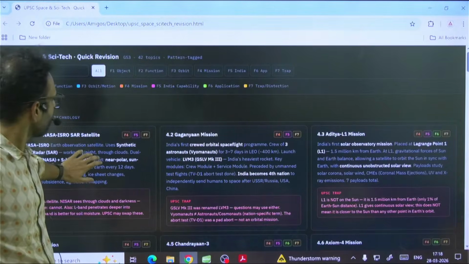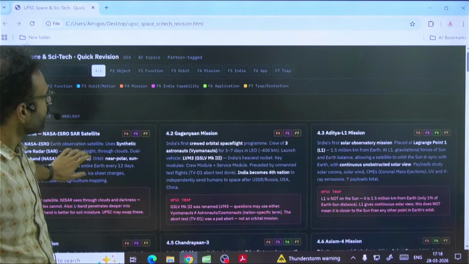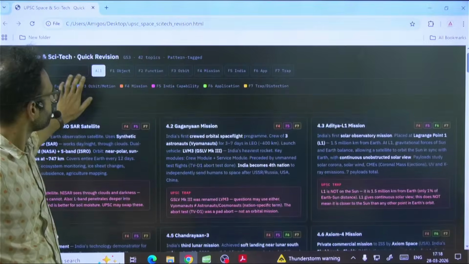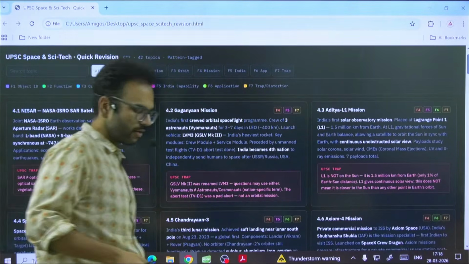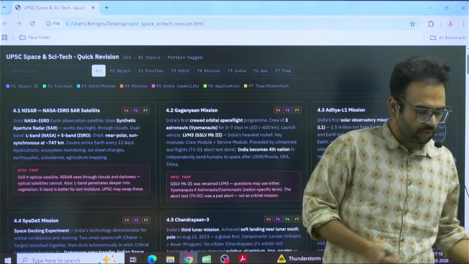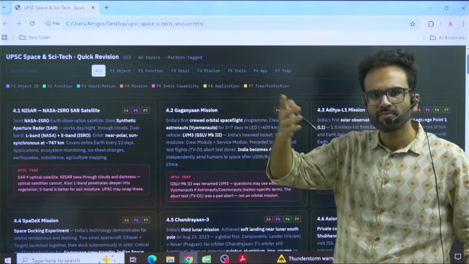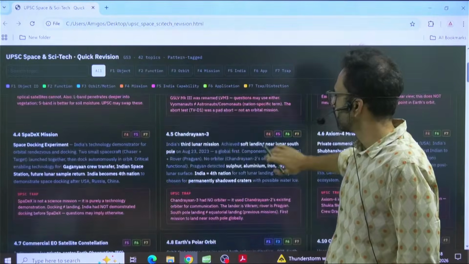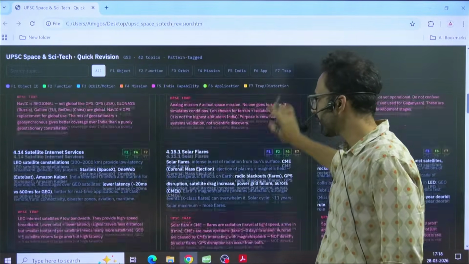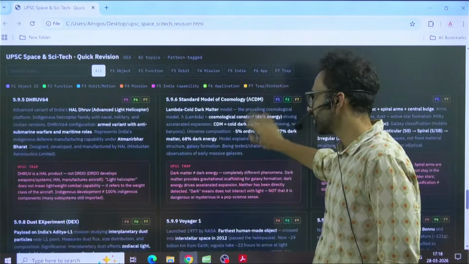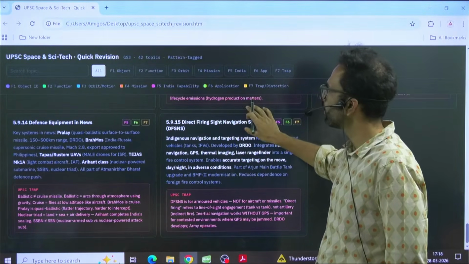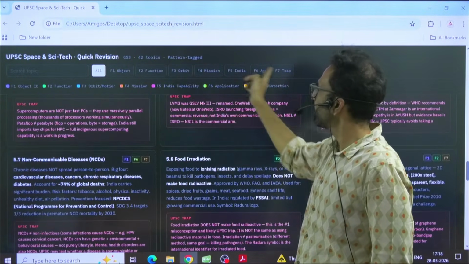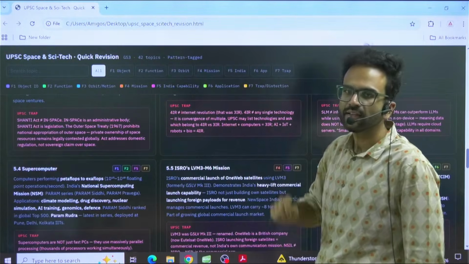So I tried to create something like this very quickly. This is an HTML coded version. I'll forward it. You can download it from the group as well. But this is a quick one pager for the entire science and tech, a quick one pager where you can classify everything. I'll tell you what the classification is.